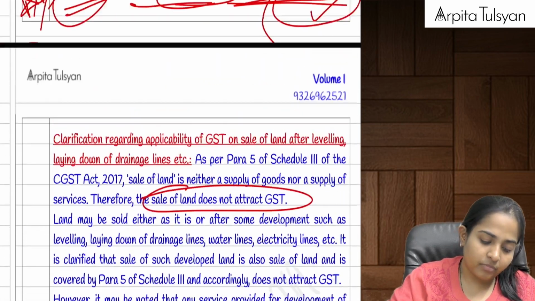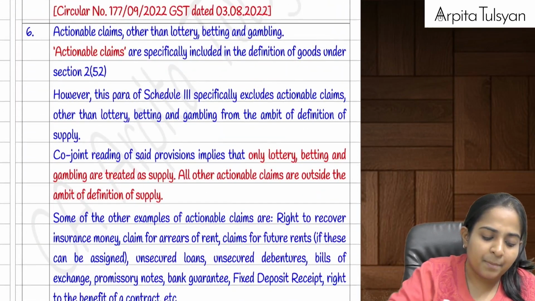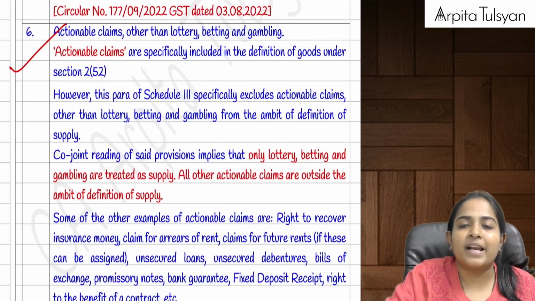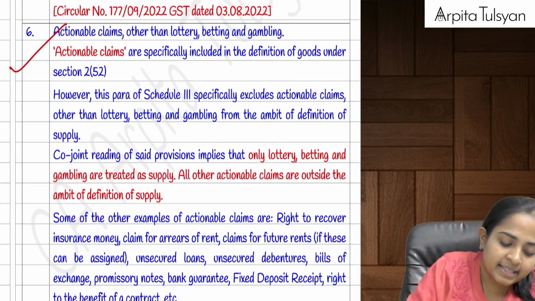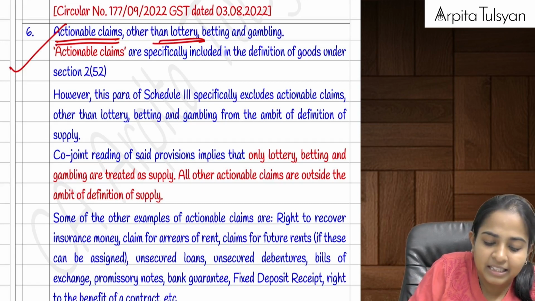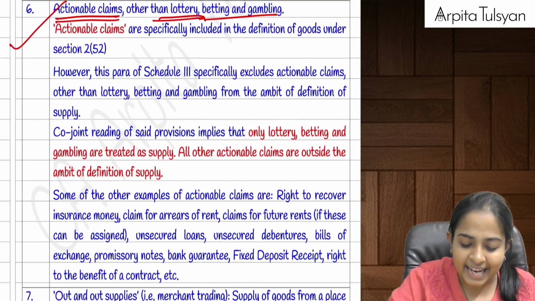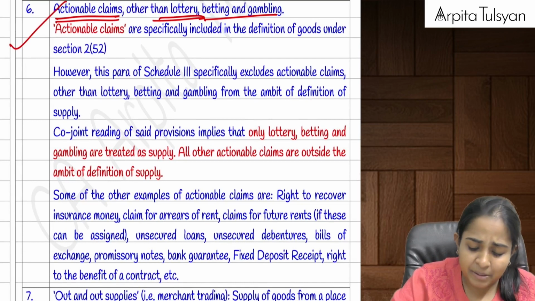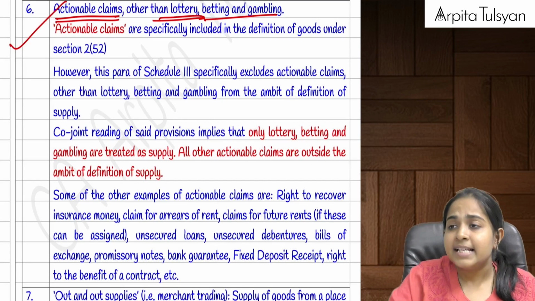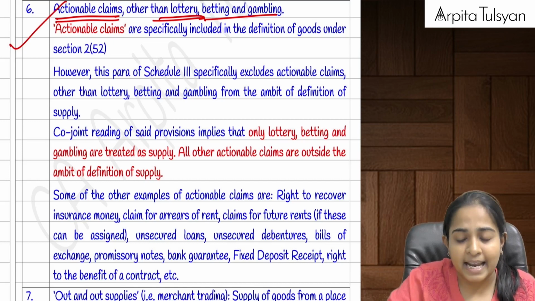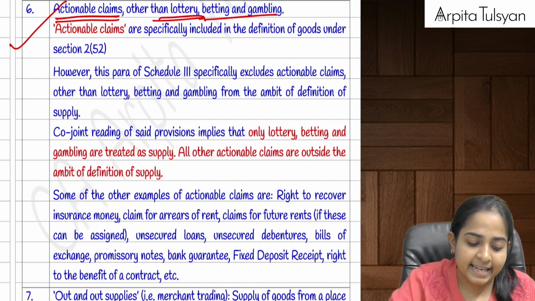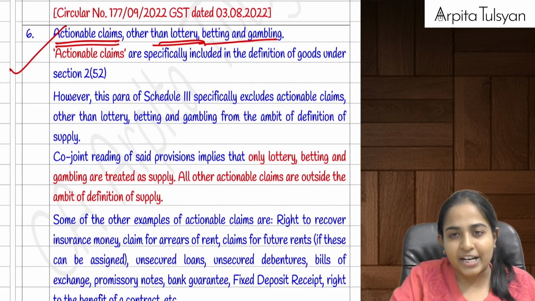Yes. Okay. Then after that, para number 6. Para number 6 is also very, very important here. What is para number 6 talking about? Para number 6 says any actionable claims other than lottery, betting, gambling, etc. One or two simple examples of actionable claims are the fixed deposits that you keep with the bank, or promissory notes or bank guarantee, etc. They are telling that these are your actionable claims.